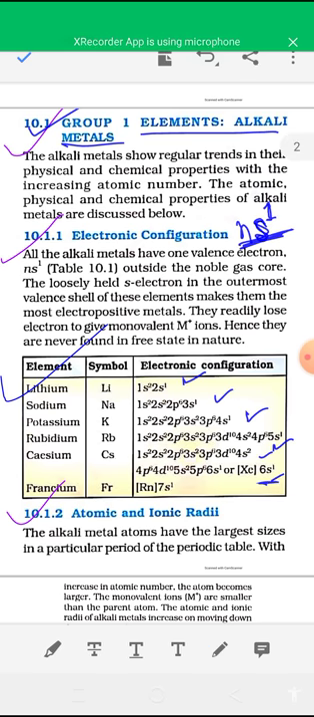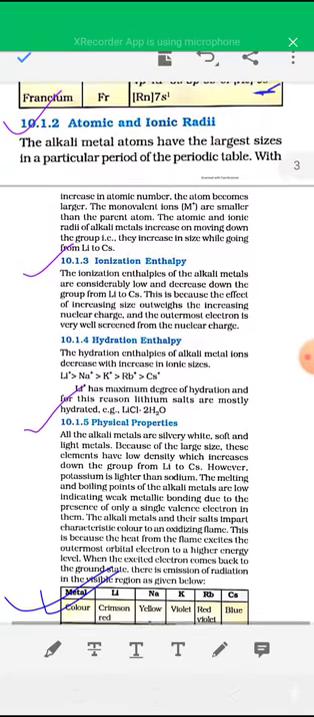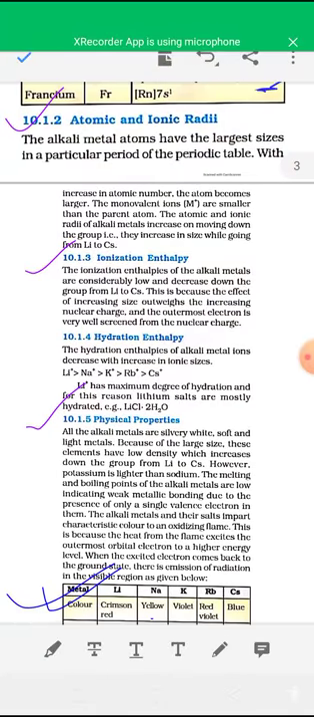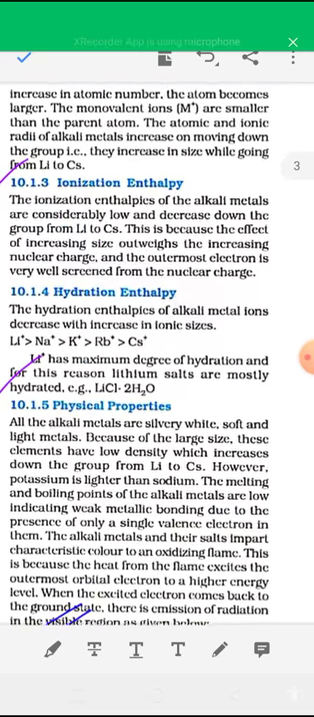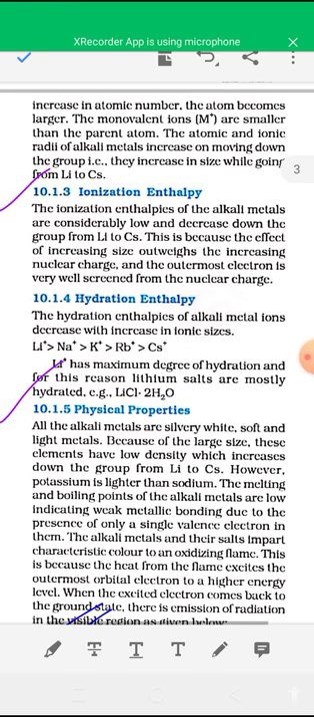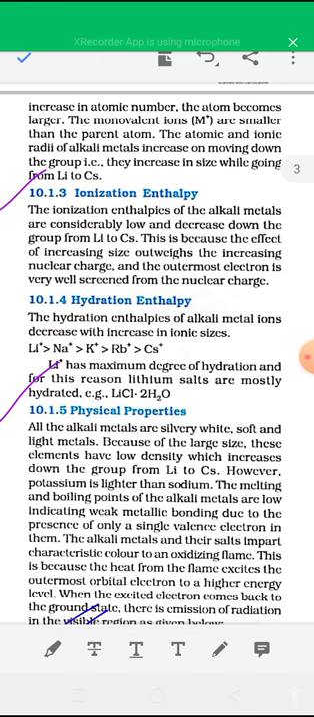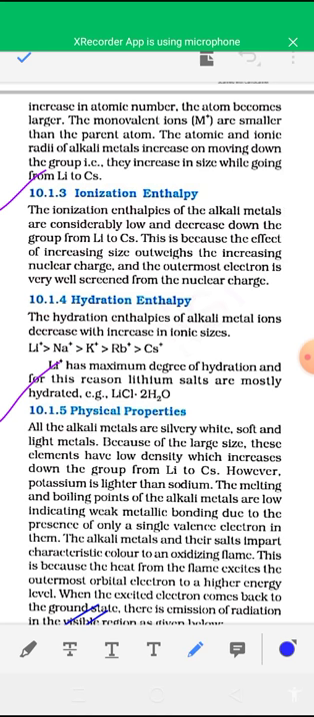Now see the variation in properties of S-block elements. First, atomic and ionic radii. You have already studied in class 10 that down the group the size of the element increases. So the atomic and ionic radius of these elements generally increases from top to bottom as we go down the group, that is from lithium to cesium.